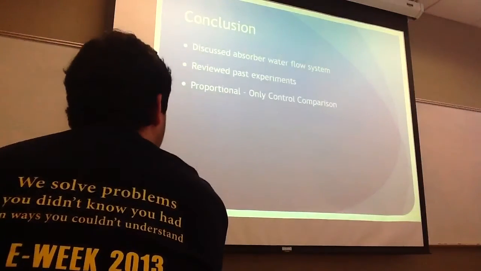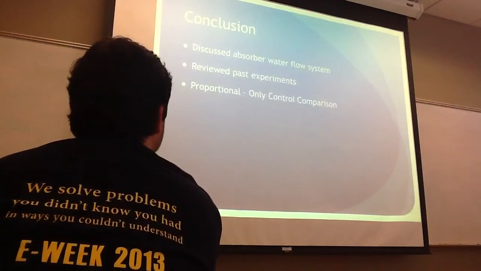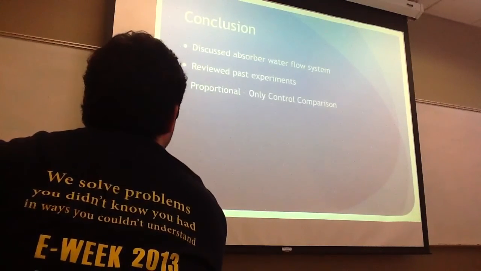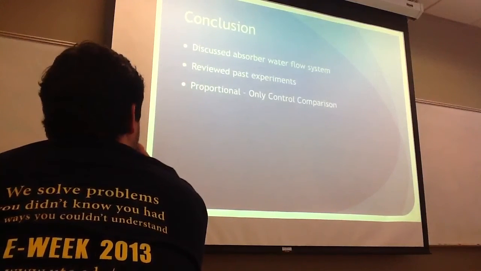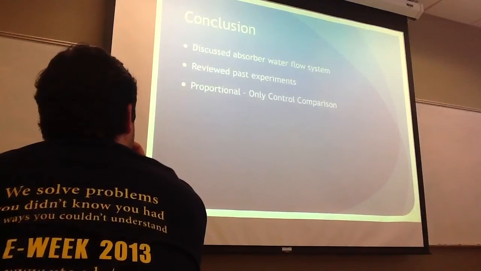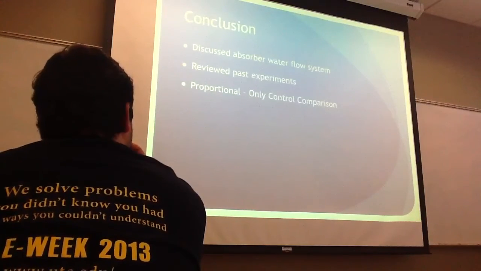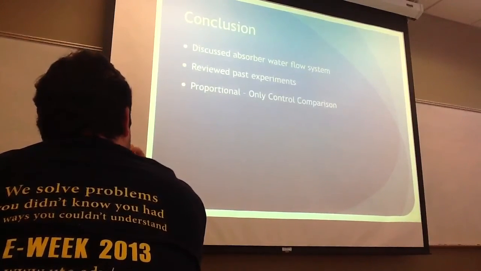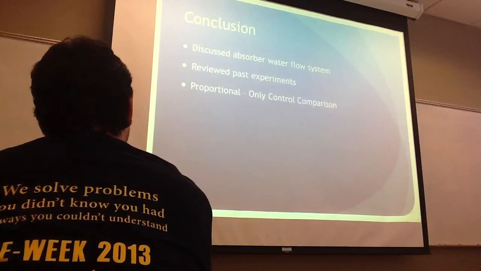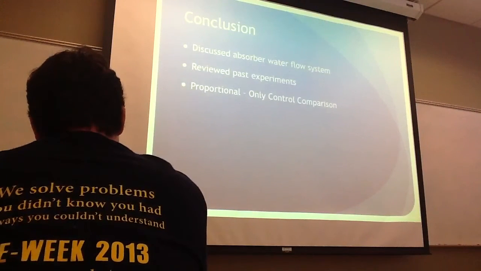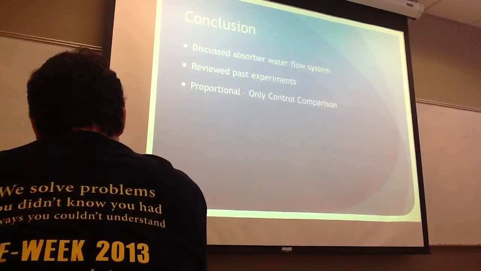In a brief conclusion, we went over the type of system that we worked on, the water flow absorber, and the components it used, such as the rotameter, Coriolis, and the manometer. We reviewed past experiments such as the SSOC, sine, integration, root locus. For our proportional controller experiment, we saw that the KC values decreased for the actual experiment compared to the model, and that the oscillation occurred faster in the experiments than it did in the model.